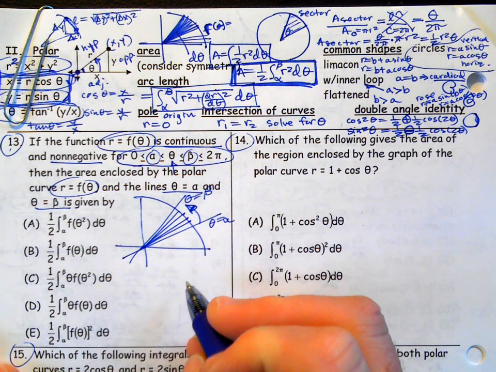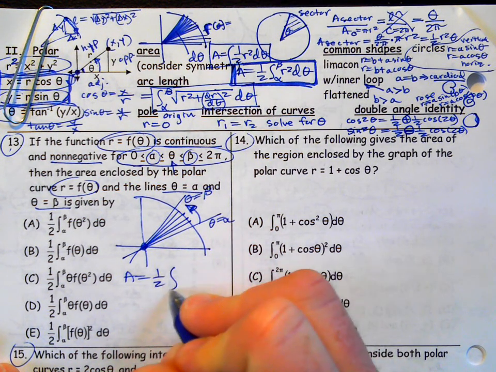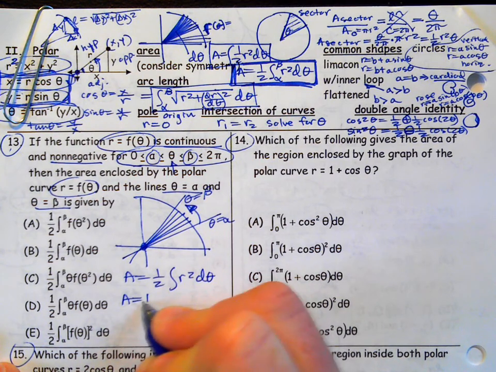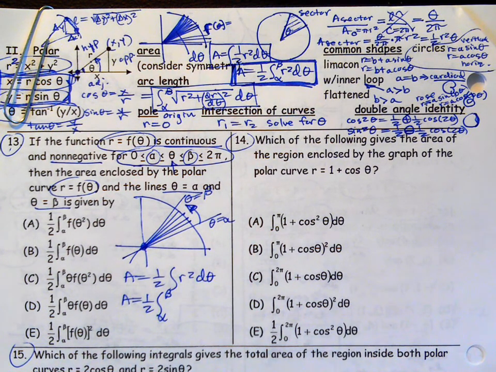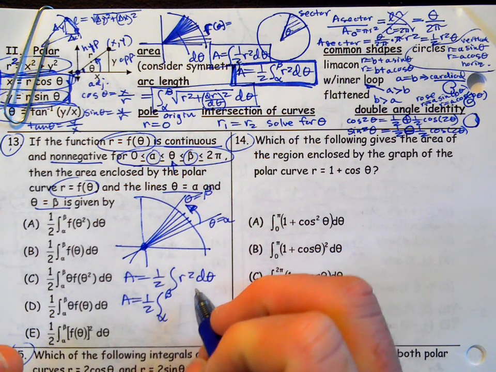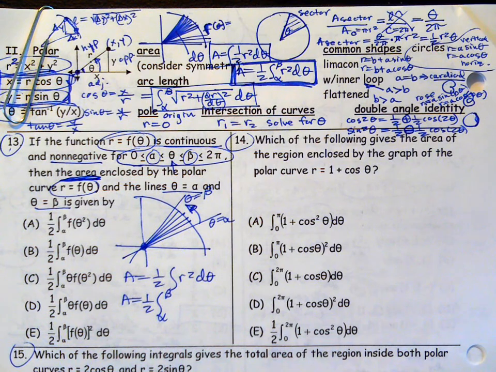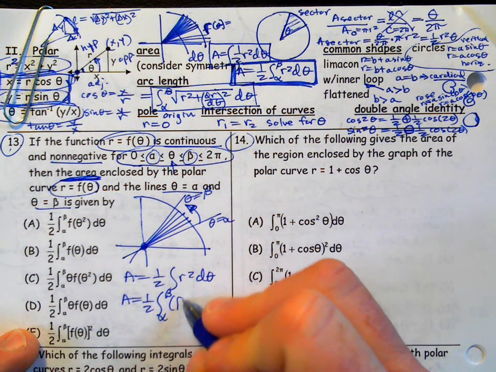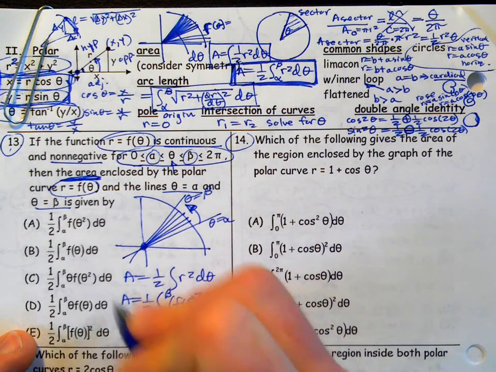And so the area formula that you should have memorized is 1/2 the integral of r squared d theta. And so we're going to integrate from alpha to beta, the smaller angle to the bigger angle. Otherwise, you're going to get a negative area, and we're looking for area. Area can't be negative. And then the radius was f of theta, and then you would square it. So that's the right answer.